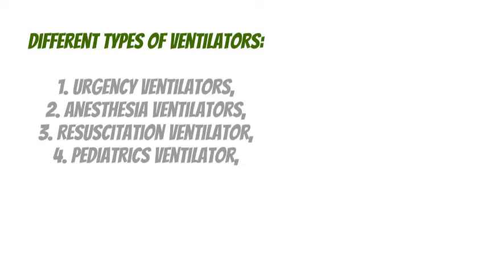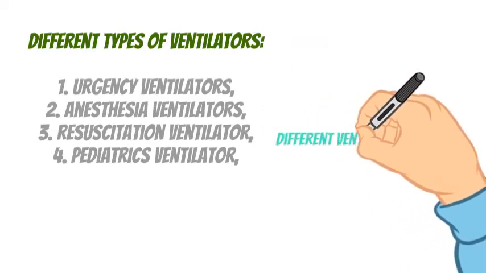The third one is the resuscitation ventilator. A resuscitation ventilator is characterized by its long use, several days on the same patient. And the fourth one is the pediatric ventilator. A pediatric ventilator works on the same principle as a resuscitation ventilator. The only difference is that the patient circuit is made with a small diameter pipe. Small volume delivered and high frequency.